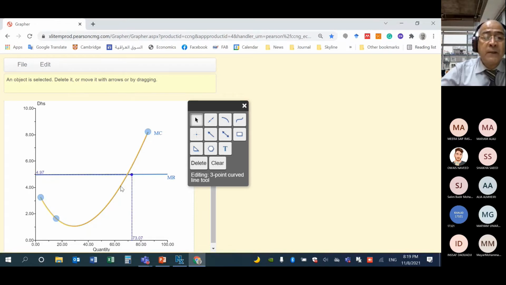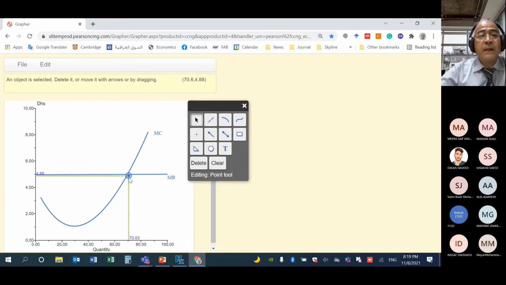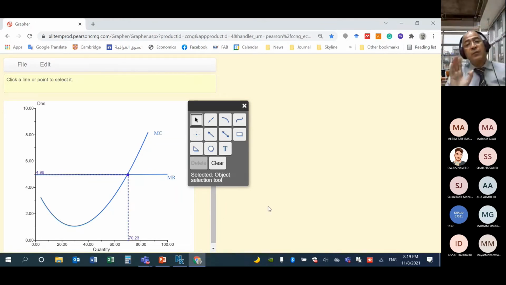So see here, what is the optimal level of output? I cannot control the quantity, sorry. Okay. So now almost everything is done. What is the optimal level of output? It is 70 units. So Khalid should produce 70 units to maximize his profit.